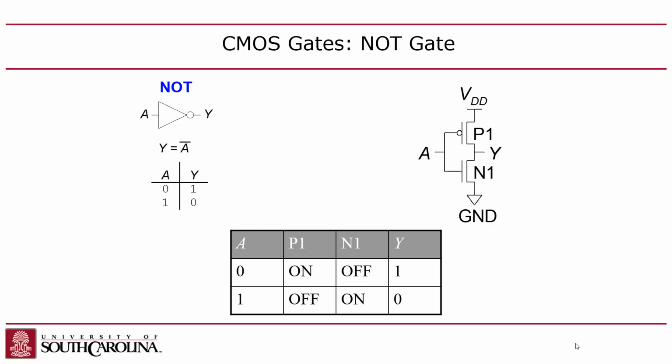So if A is a 0, it activates the top guy. Notice the bubble. That bubble is there because it's active low, or negative logic, right? So if you put a 0 in for A, it activates that bubble, and it pulls Y up to VDD. Likewise, if you put a 1 in, it activates this guy, which doesn't have a bubble, positive logic, NMOS, and it pulls Y down to ground, right?